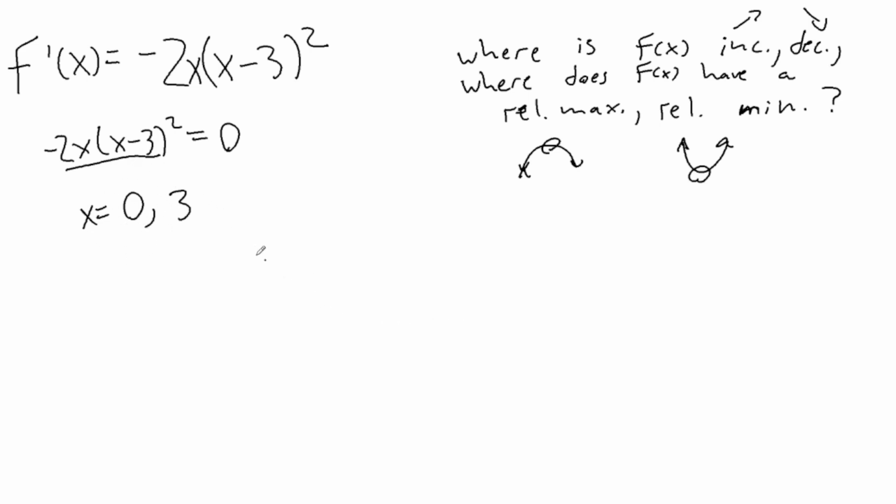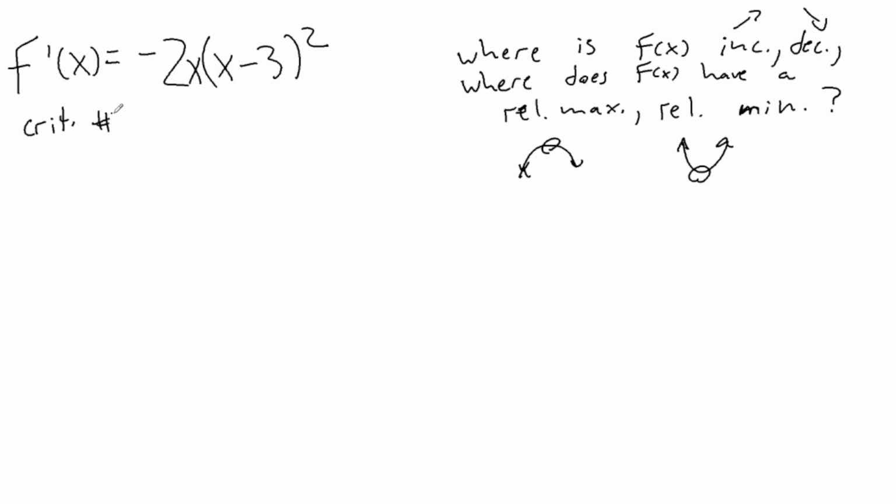Now the next very important step is setting up our sign chart. Let's make some room. We know that our critical numbers are x equals 0 and x equals 3. So now, with our sign chart, we're going to plot 0 and we're going to plot 3.